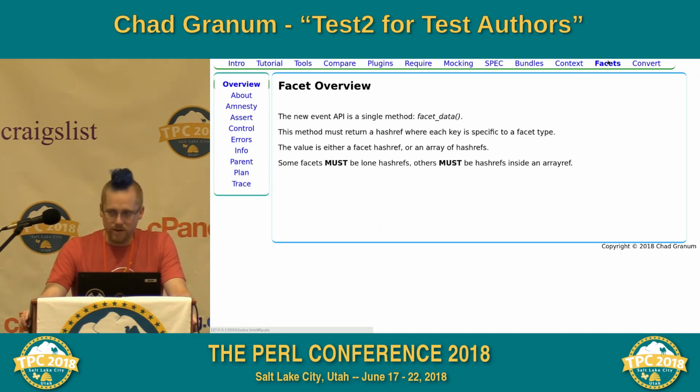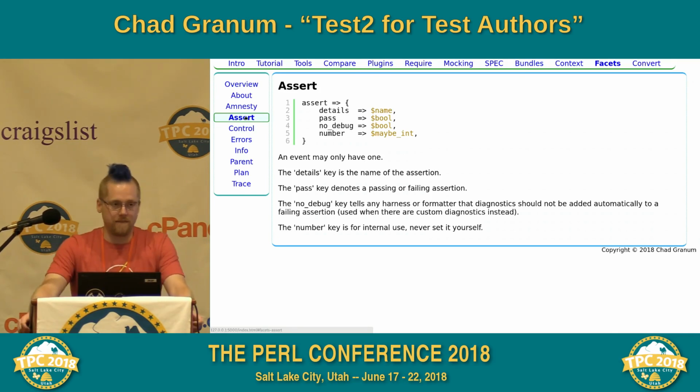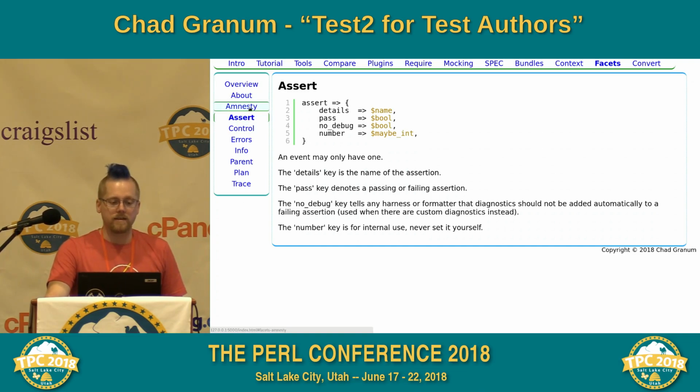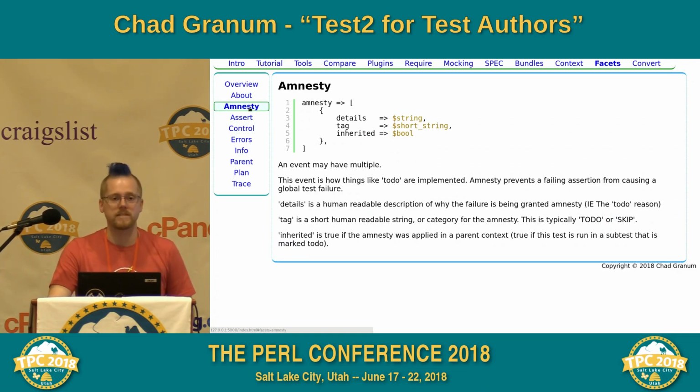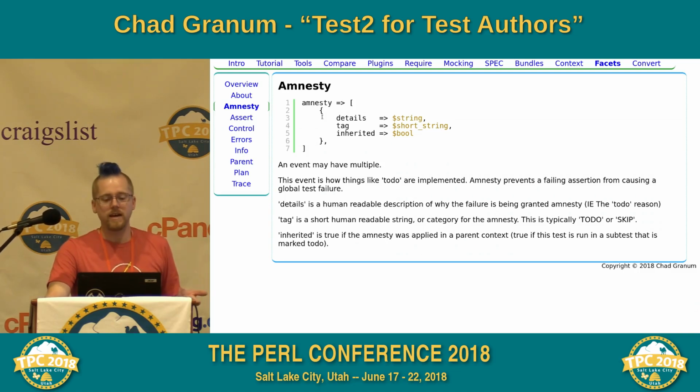Facets. I'm pretty sure I'm almost out of time here, so I am going to buzz right through these, and not in order. The assert facet is if you've got an OK and you want to make an assertion, give it the name of the assertion, whether or not it passed, whether or not you want any debugging automatically output. Then there's amnesty. This is how things like to-do and skip are defined. If you've got an amnesty facet on your event that also has an assert, then if it fails, it won't actually count as a failure. That is how to-do is done, except it's generic. You can create your own forms of amnesty. It doesn't have to be to-do or skip.